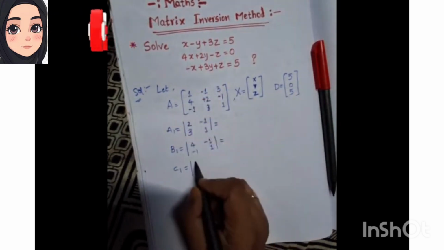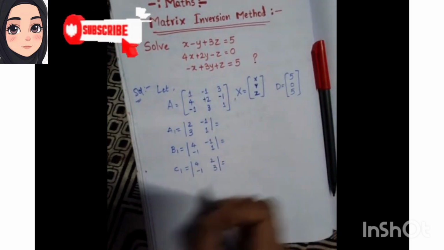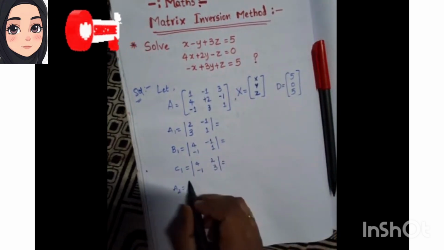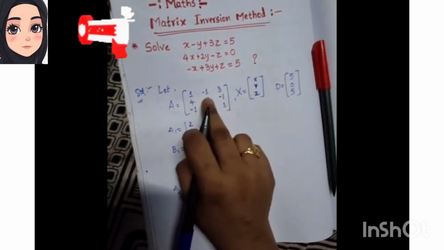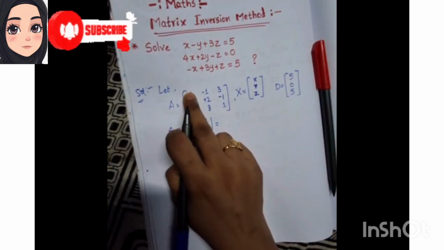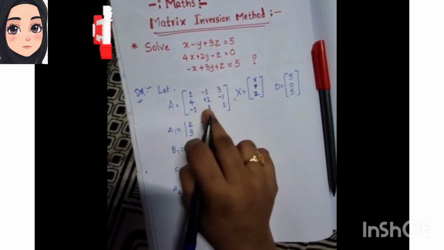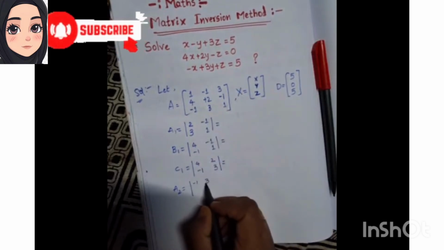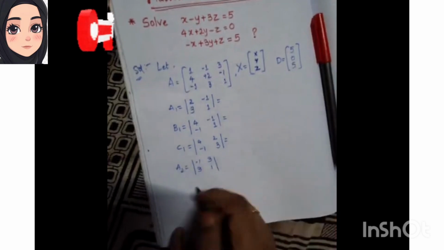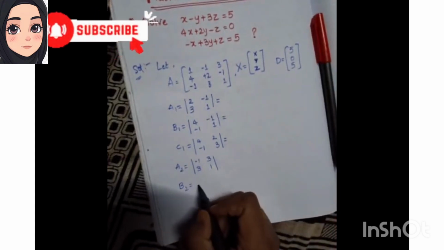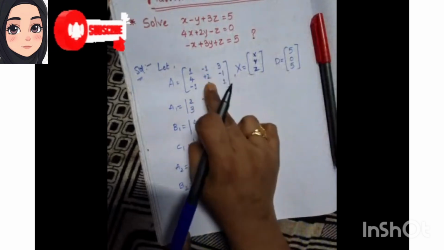Now A2, which is in the second row, A2, B2, C2. A2 means hide its row and column, and write the remaining terms: minus 1, 3, 3, 1. This one is A2. B2 means hide the second row and second column, and write 1, 3, minus 1, 1.